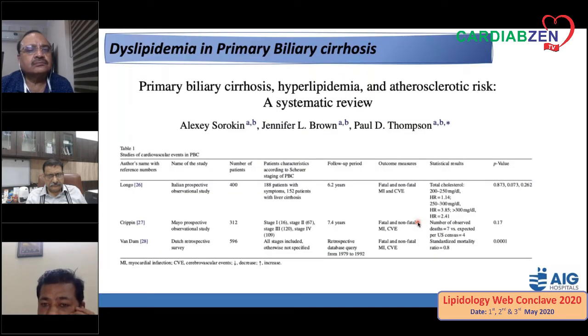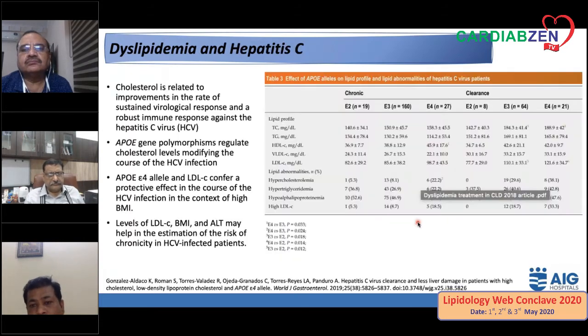So this is another systematic analysis which shows that though PBC has a high lipid profile, the atherosclerotic risk is not significantly different from the general population, and it is possibly to be treated only when there are other comorbidities.